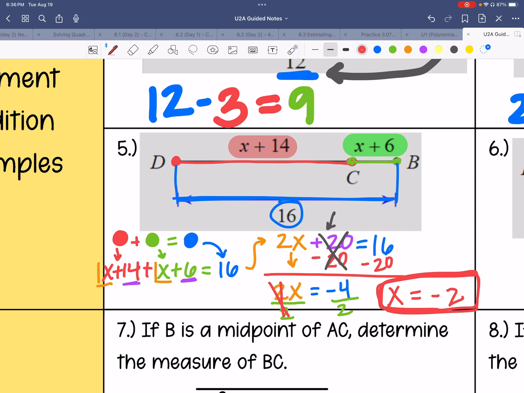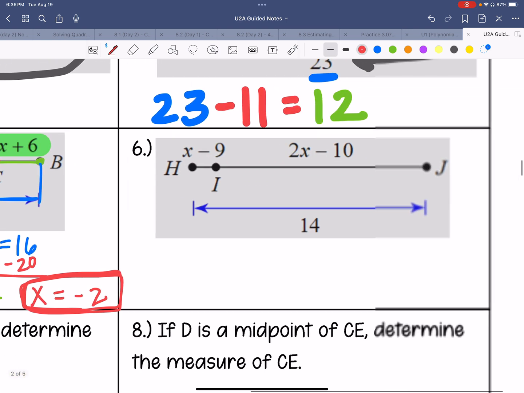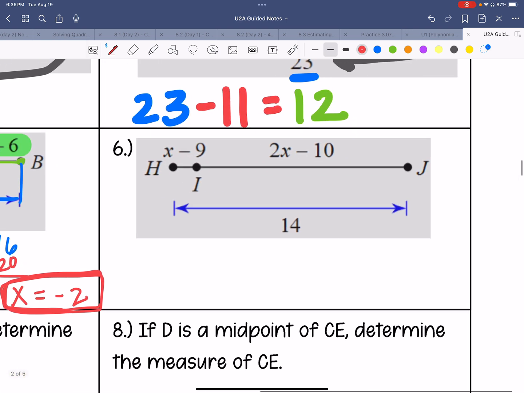Okie doke, let's do it again. So number 6, I am given my segment from h to I, and I'm told that from h to I, I'm given the expression x minus 9. From I to j, the expression that describes that length is 2x minus 10.